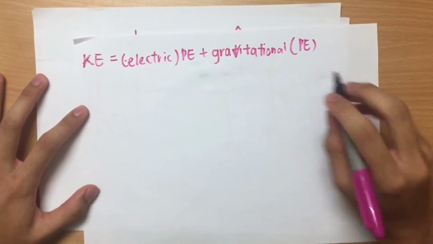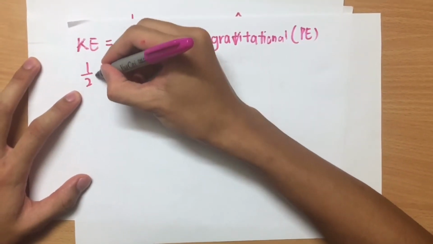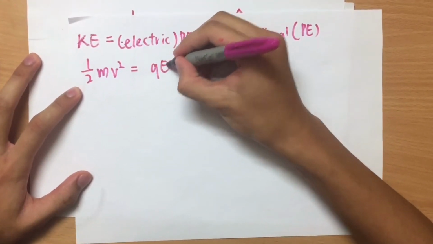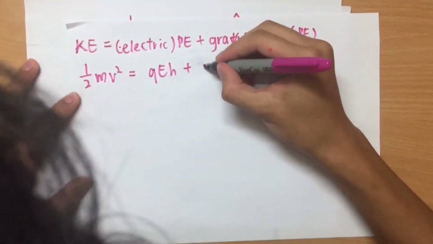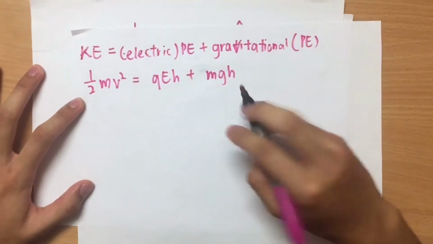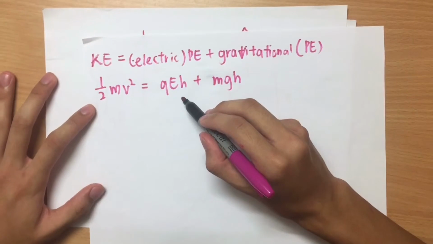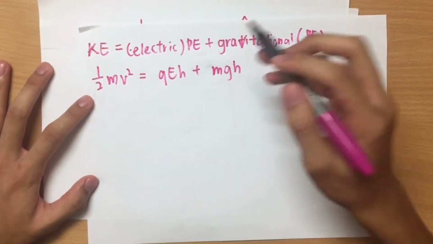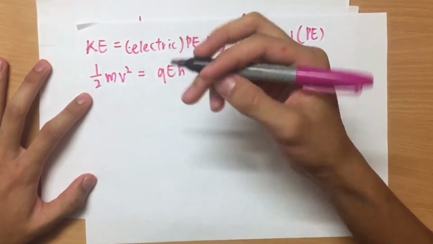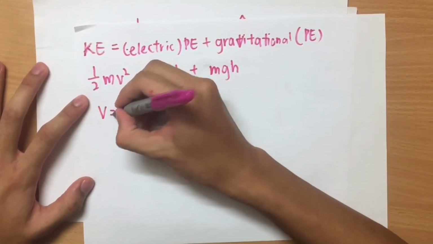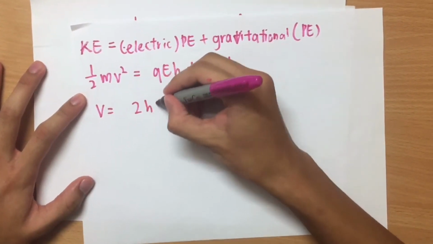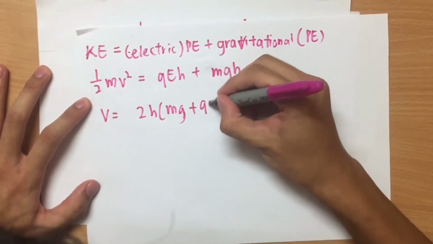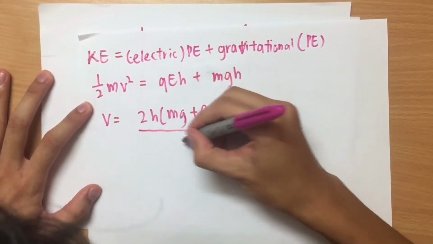Okay, from this equation we know that it is half mv squared equal to QEh plus gravitational mgh. Note that this h is the distance that the charge travels through the electric field. So from here we have to find the v. So the expression of v will be square root of 2h(mg plus QE) over m.